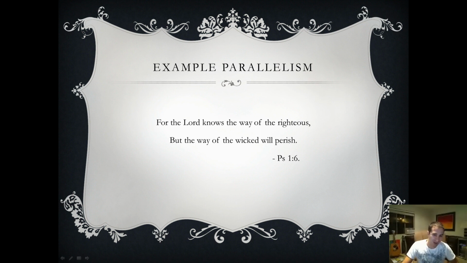The first line is this positive idea of the Lord knowing or guiding or protecting the way of the righteous. The second line is the idea of the wicked perishing. So you can see how they're refining each other. On the one hand, the Lord protects the way of the righteous. On the other, the way of the wicked will perish. So you've got this positive, negative, wicked versus righteous, perishing versus knowing or caring from the Lord. That's a parallelism. You've got two lines and they're refining each other in some way.